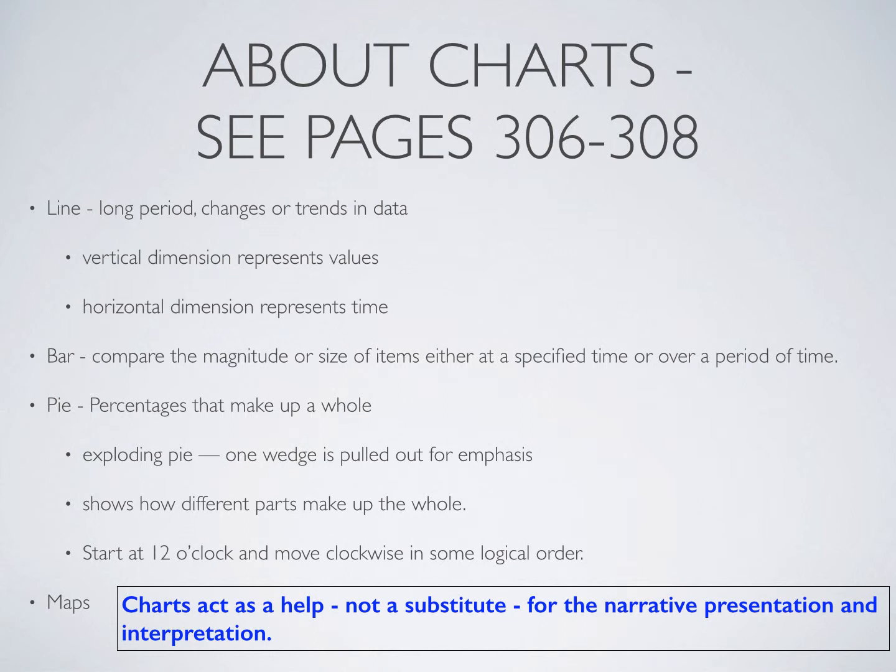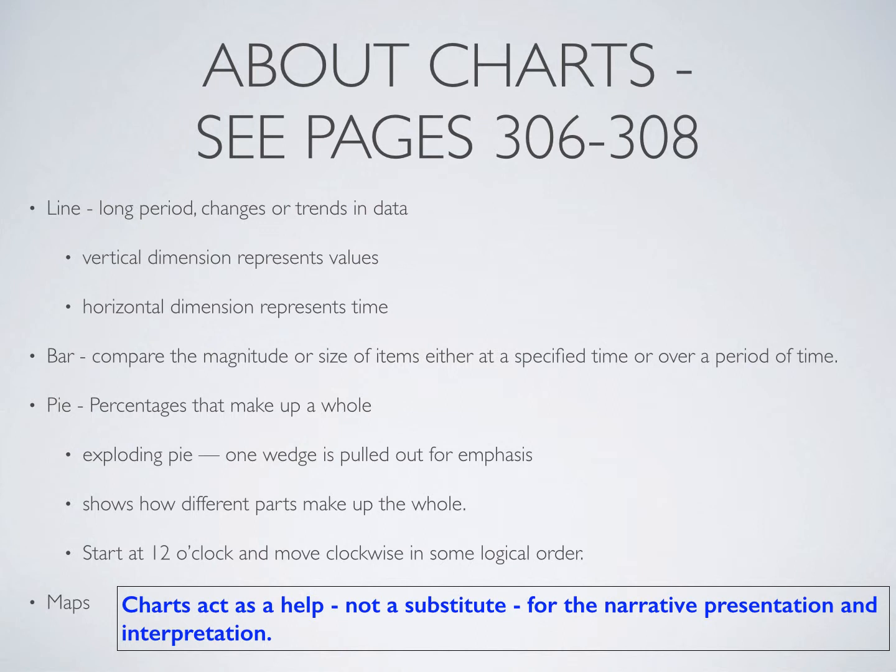An exploding pie chart, I thought this was really fascinating, is one in which one wedge is pulled out for emphasis. And they show how different parts make up the whole. What is the most significant part? What is the least significant part? And when you create one, you start at 12 o'clock and move clockwise in some sort of logical order, maybe from greatest to smallest. However, maps are also considered charts.